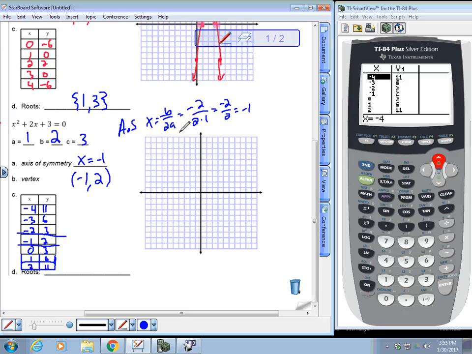So -4 up 11, -3 up 6, -2 up 3, -1 up 2, 0 up 3, and so on. And on this one, you'll look at it and see it does not cross the x-axis at all, thus there are no solutions. So we'll just do an empty set, like so. If you said no roots, that should be okay as well.